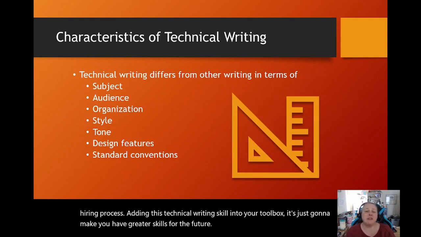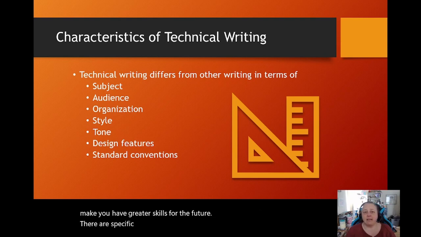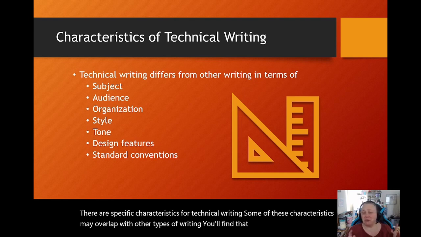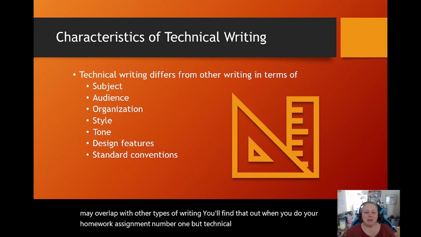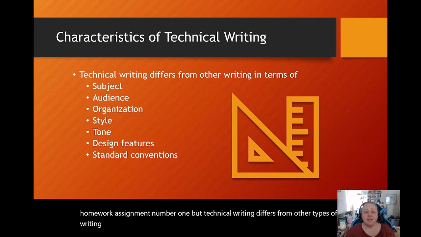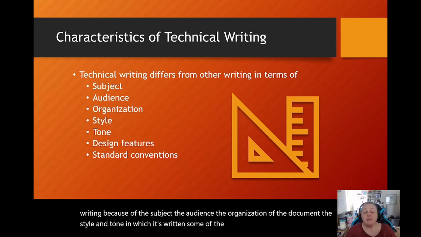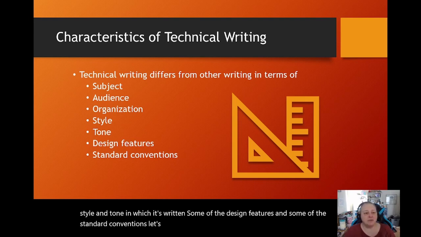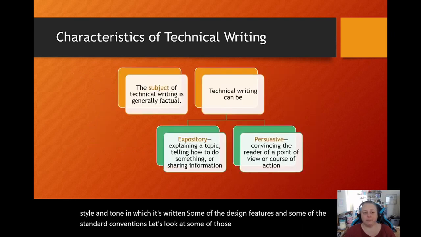There are specific characteristics for technical writing. Some of these characteristics may overlap with other types of writing. You'll find that out when you do your homework assignment number 1. But technical writing differs from other types of writing because of the subject, the audience, the organization of the document, the style and tone in which it's written, some of the design features, and some of the standard conventions. Let's look at some of those characteristics one by one.